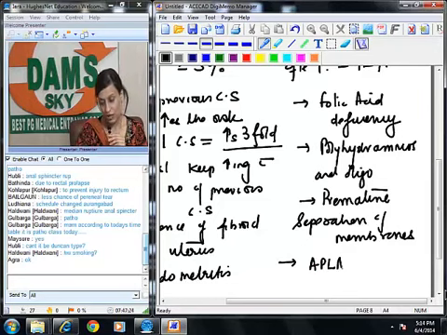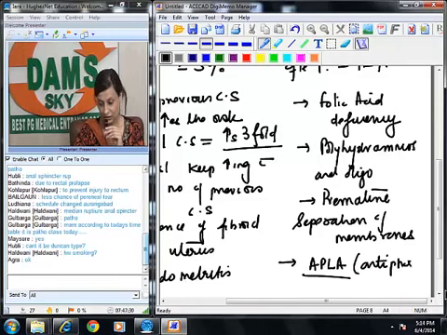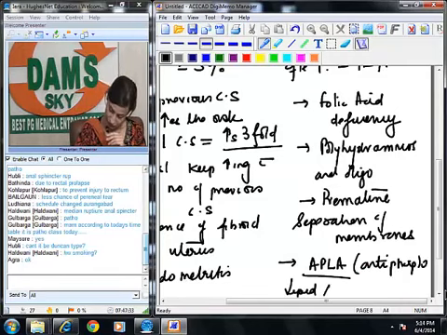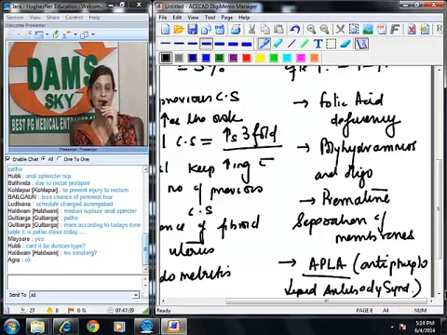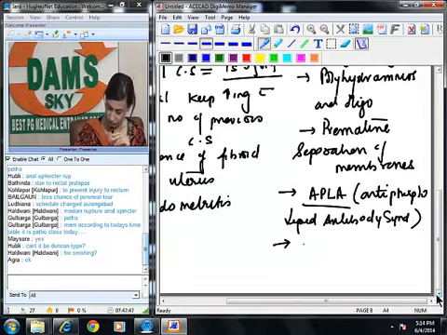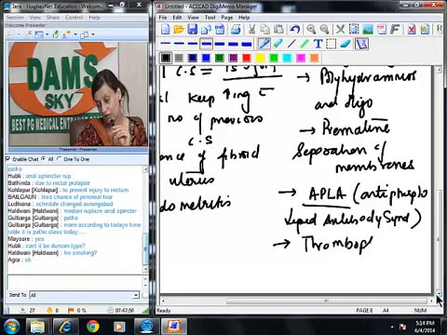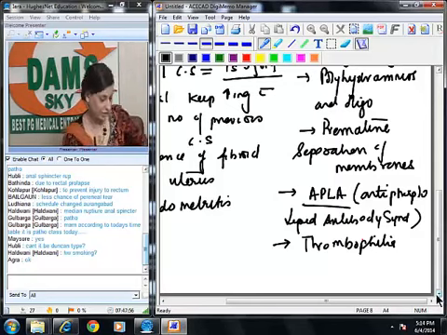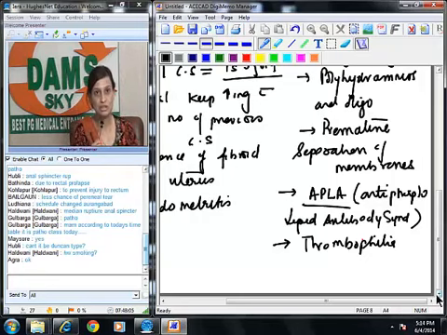Then there is a condition called APLA. APLA stands for Antiphospholipid Antibody Syndrome. Right, so antiphospholipid antibody syndrome is again a risk factor for abruptio placentae. There is also a condition called thrombophilia, where there are increased clotting factors and thereby an increased tendency of the blood to form clots. So thrombophilia is again a risk factor for abruption.